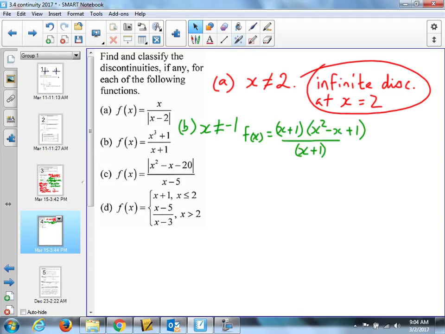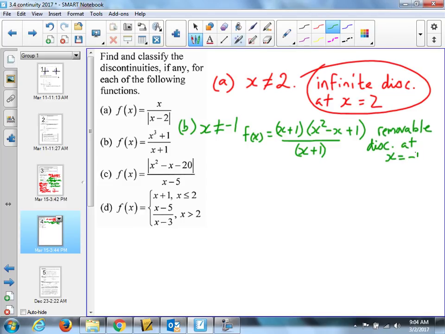It's going to look like a hole, but the name we give it is removable, yeah. So I'm going to say removable discontinuity at x equals negative 1. That's the kind of answer I'm giving you. And if you had it on a picture, you'd be able to show. Now C is more like it.